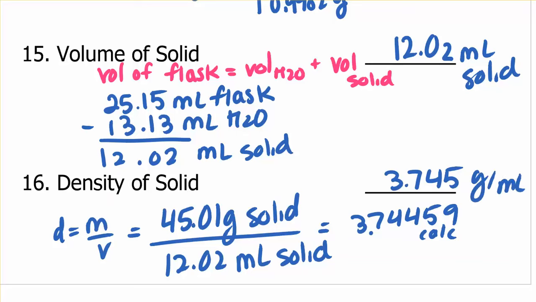Now on this one, I didn't keep all the extra digits as I moved down, but to give you an idea, it would have been this if I had kept more digits as I came down. So I'm really not going to worry about that too much, but just know that this last digit is estimated anyway. Anyway, that's our density of our solid.